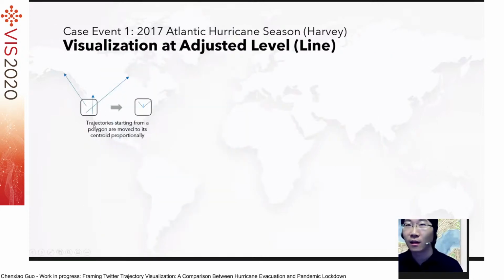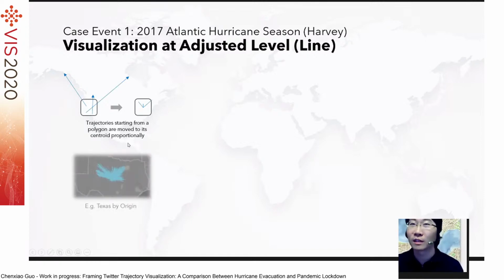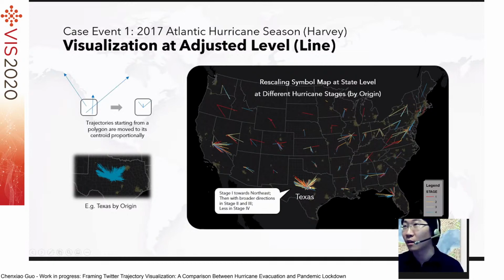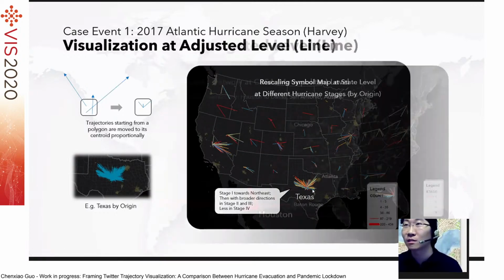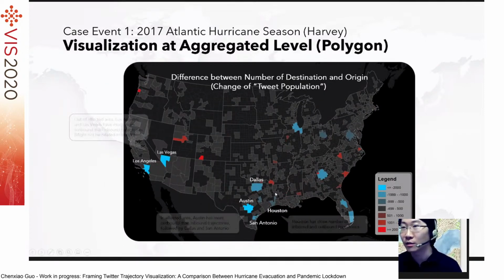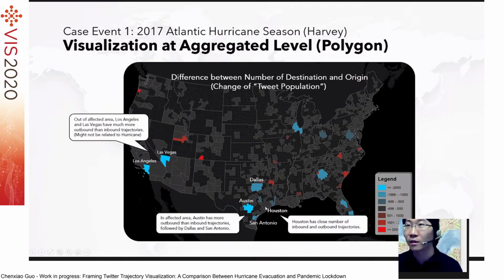So for example, I introduced this kind of adjusted level of line representation. We can regard those trajectories as lines. Then we move them to a new location, but change the size proportionally. So we can get such a representation of origins. In these examples, this kind of symbol will show the change of directions among different stages of the disasters. And the aggregated level is actually easier to understand. It's like a social network with connections of different magnitude. And polygon level is also easier to understand. For example, we can compare the level of the in and out.